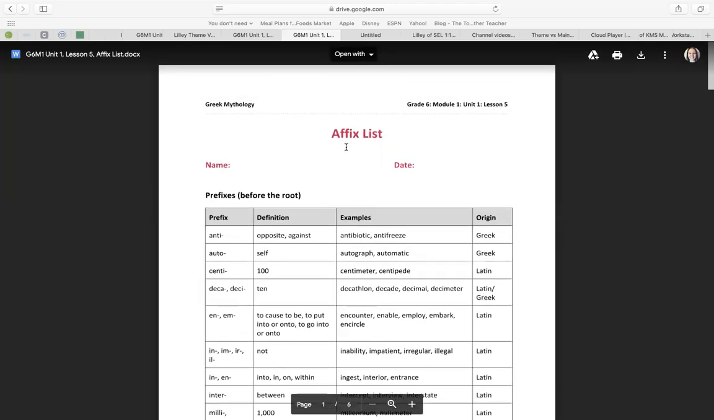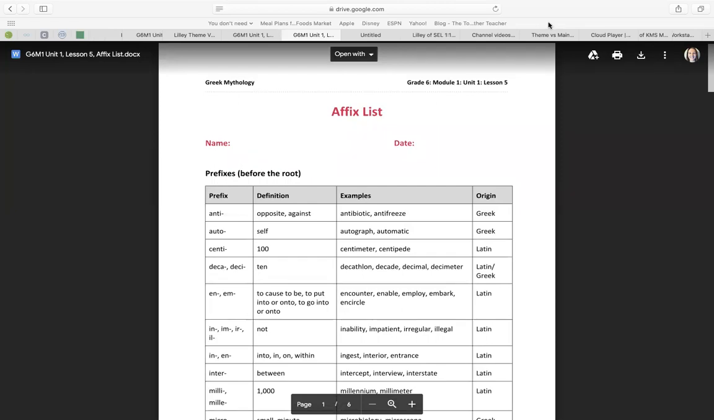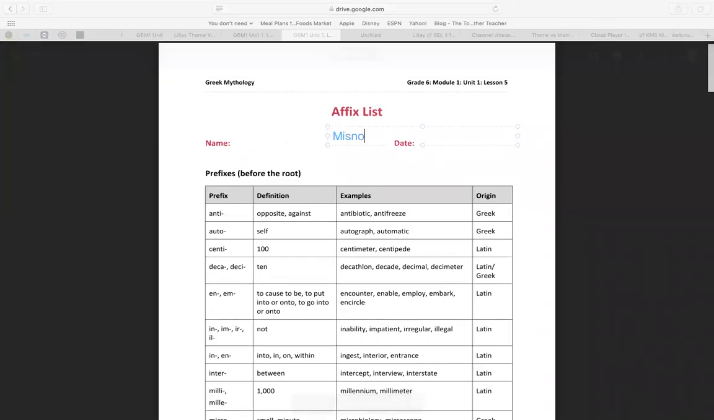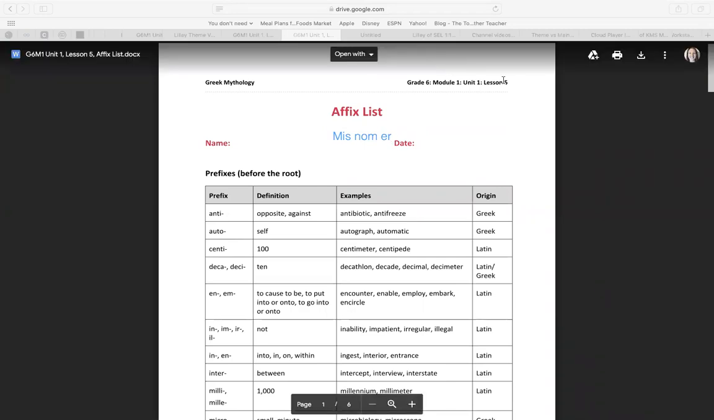So as we're looking at our affix list, first we want to write our word. So I'm just going to write the word misnomer here. If I'm looking at the word misnomer, it can be broken up into mis, nom, and er. So mis is the prefix, nom is the root, and er is the suffix. So let's go ahead and look at our mis prefix.